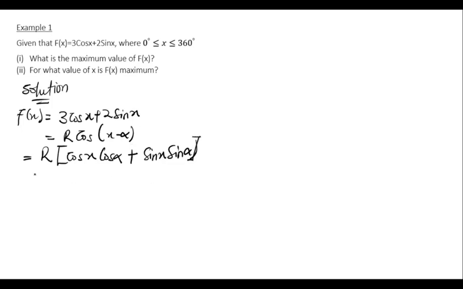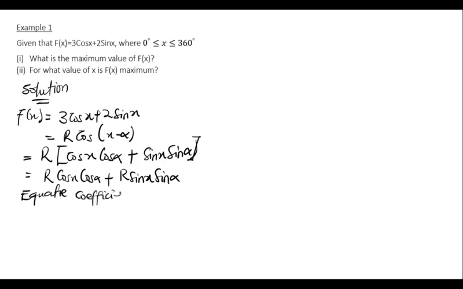Okay, now that we have this, we expand, we use the r to multiply through. So we have r cos x cos alpha plus r sin x sin alpha. Okay, so now that we have this, we equate the coefficients of cos x and sin x.